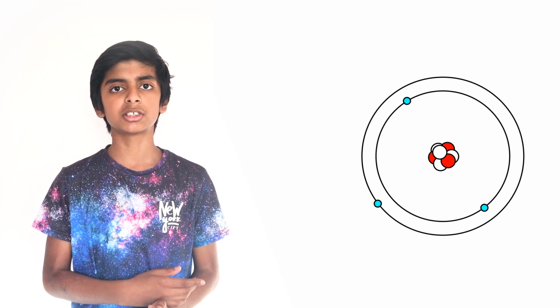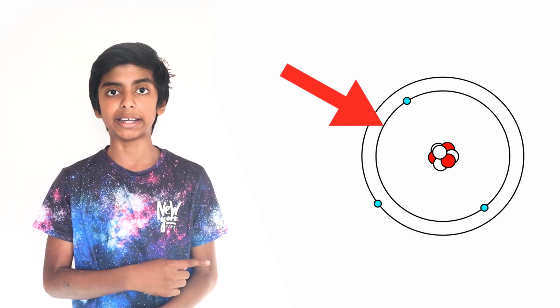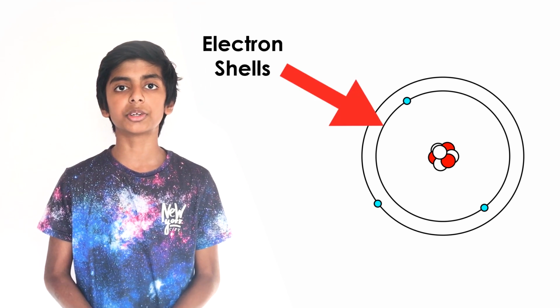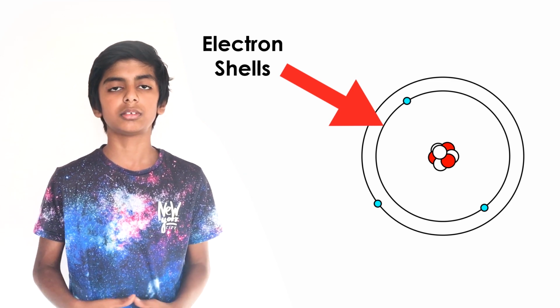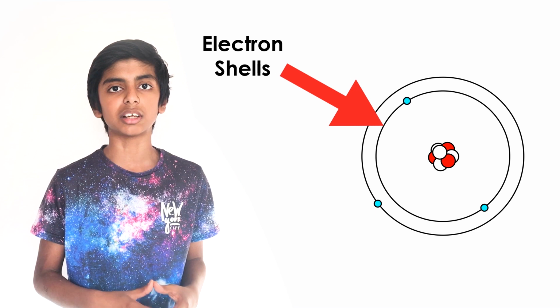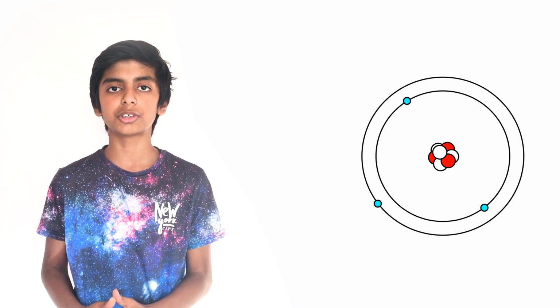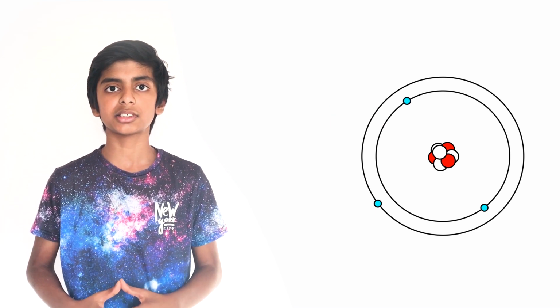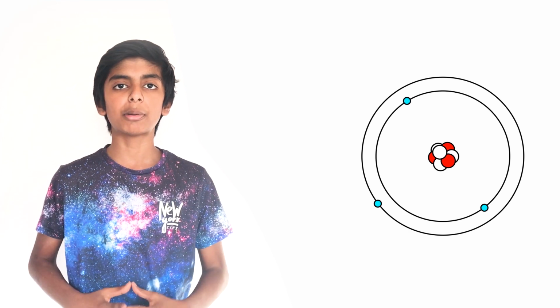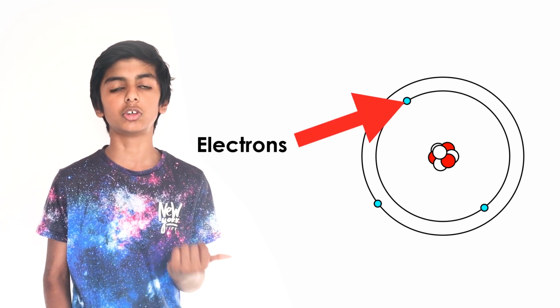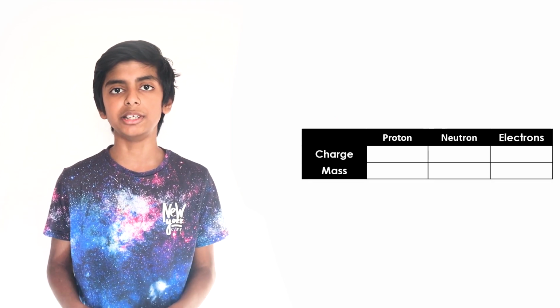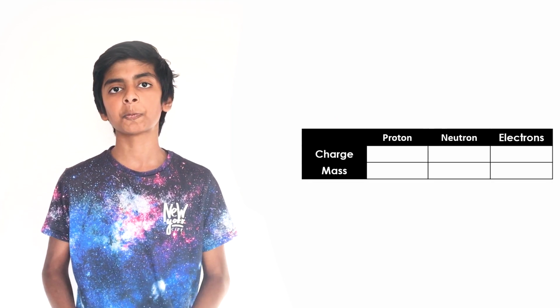Outside of the nucleus, you can see that there are rings. These rings are called shells or electron orbitals, and they increase in energy level the further you go out. We'll be expanding on this in a future video. There are particles called electrons which orbit in these electron orbitals. We are going to see the properties of these subatomic particles.